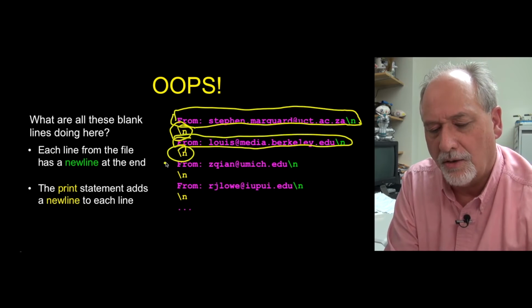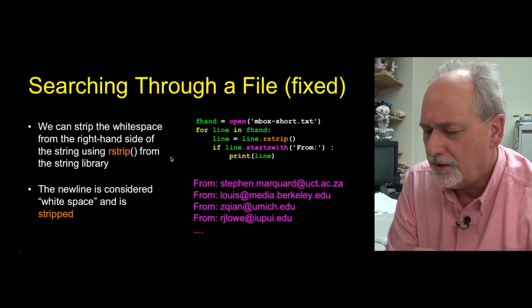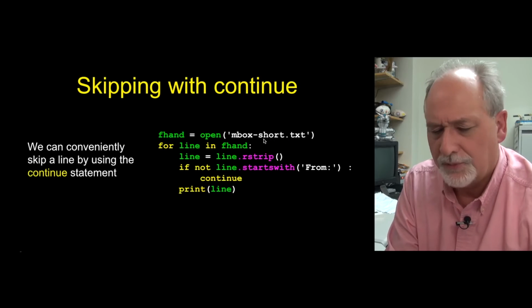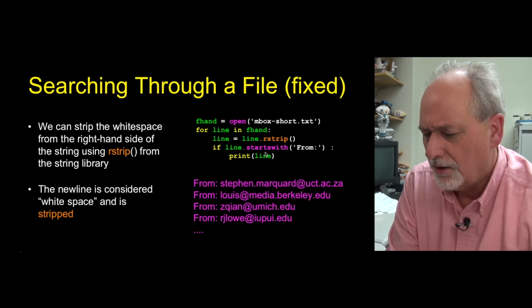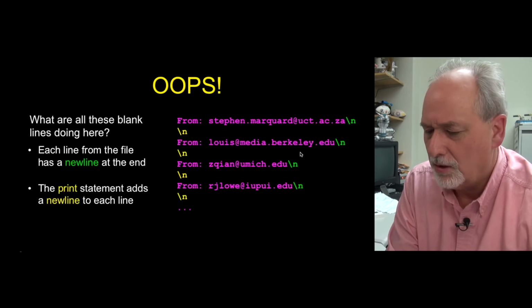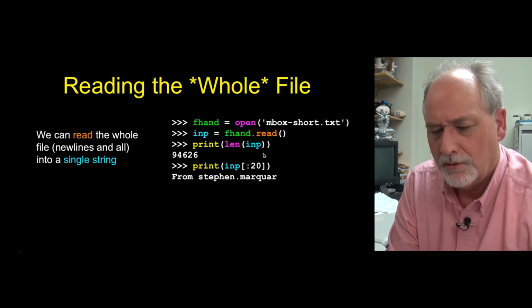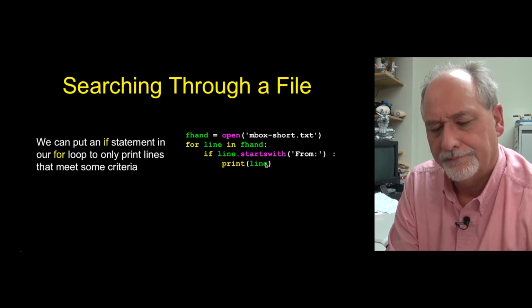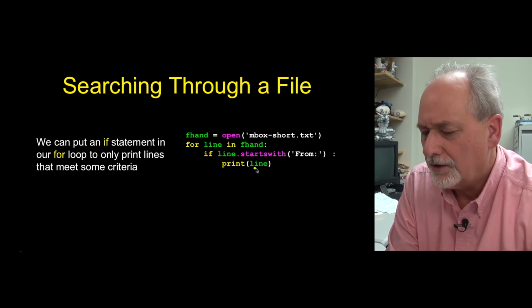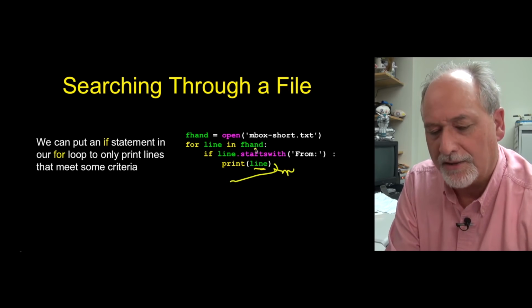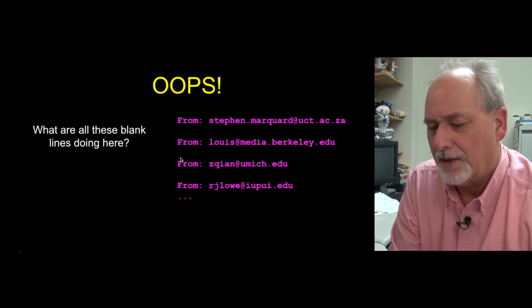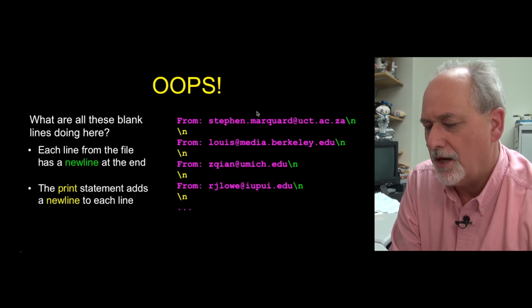If we take a look at the code, this variable line has a new line in it, and then the print adds another new line. So the print adds a separate new line, and that's how we get two new lines: the print statement's new line and the new line from the file.